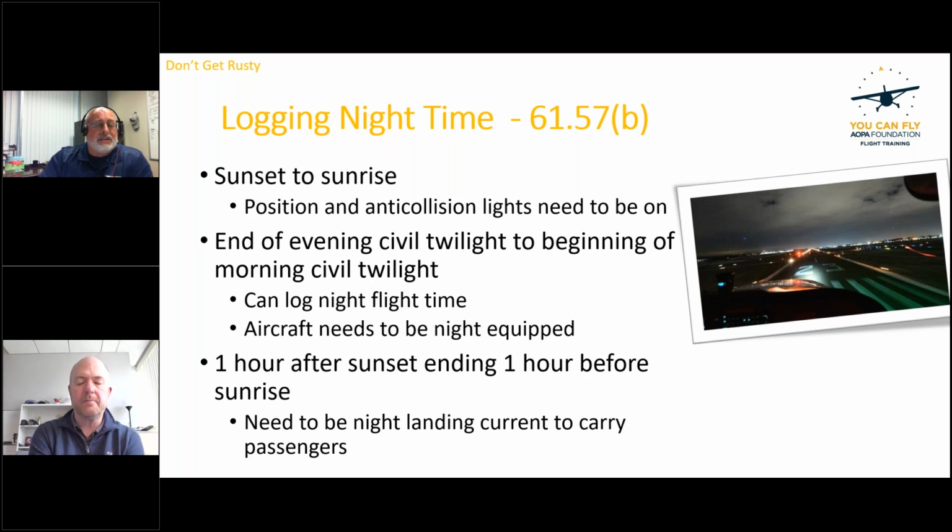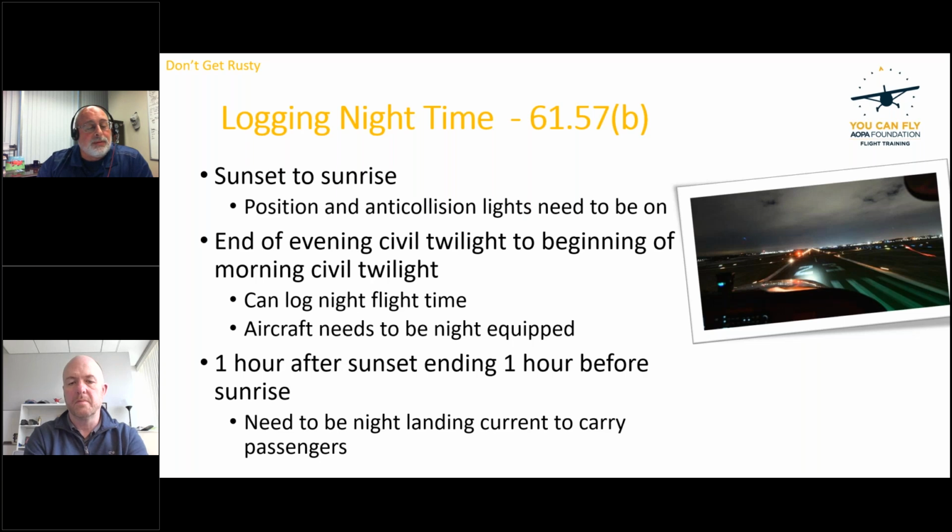Yeah. So this is actually organized chronologically. So sunset to sunrise, position and anti-collision lights need to be on. That's pretty straightforward. Make sure you have those on. End of evening civil twilight to beginning of morning civil twilight, that's when we're logging the flight time, and the aircraft needs to be night equipped if you're operating it in that time. You have to make sure you have all the stuff that's required in 91.205.